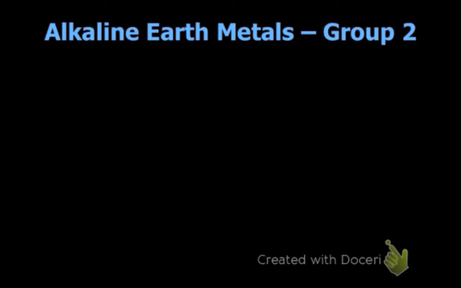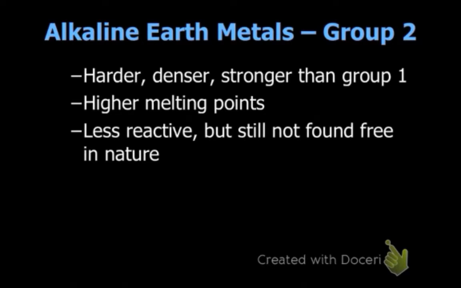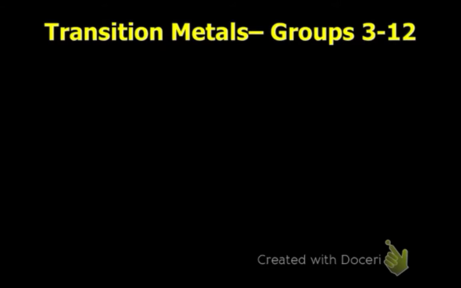The next group is the alkaline earth metals, which is group 2. These are harder, denser, and stronger than group 1. They have higher melting points compared with group 1, but they are still very reactive. Not as reactive as group 1, but you still would not find these free in nature. So these again would be things that would have to be mined as ores and then purified.